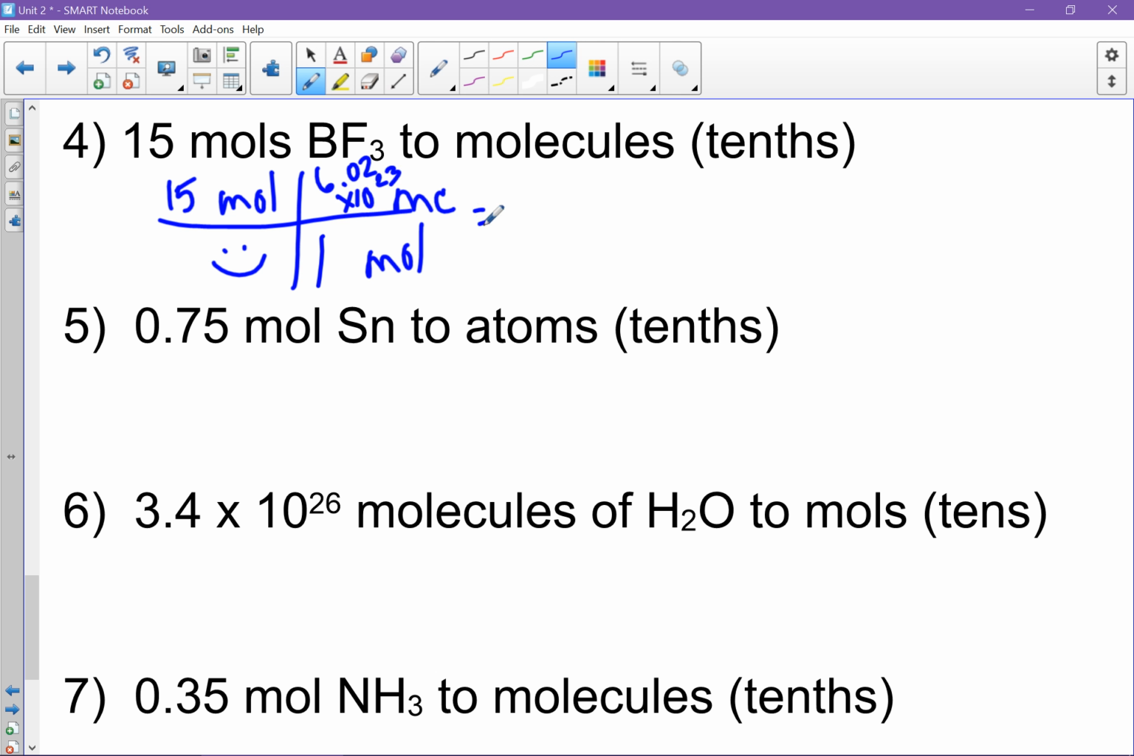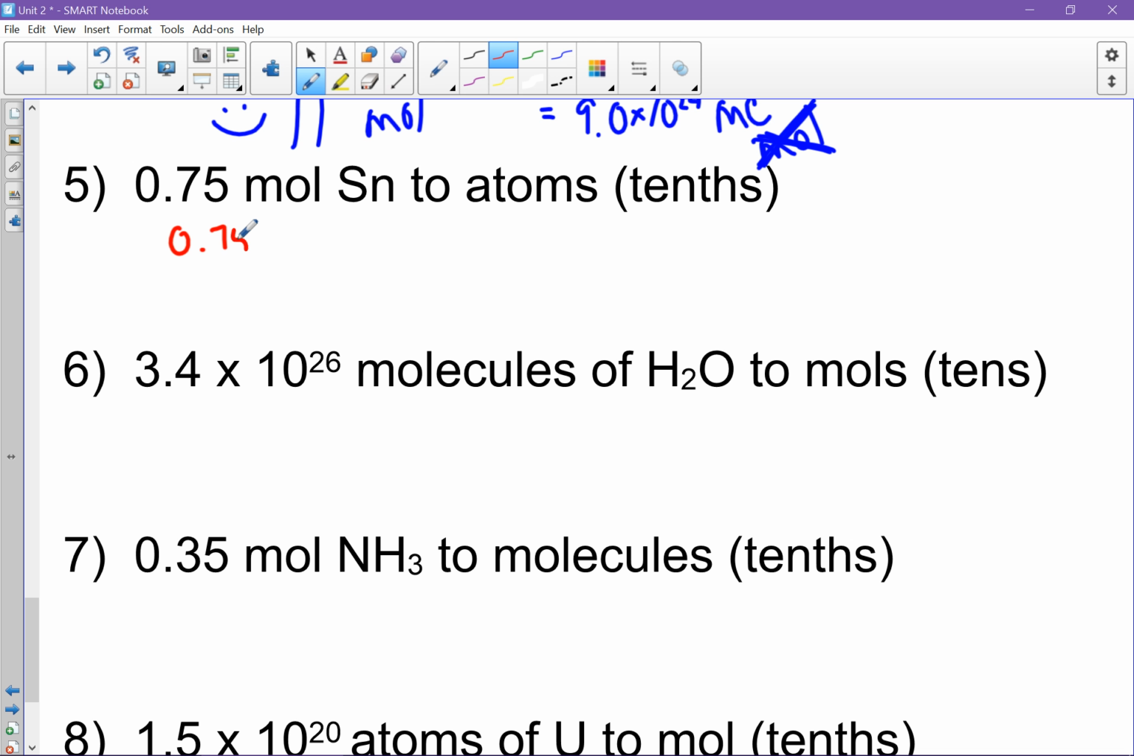Alright, and so the next thing you're going to do is put that into your calculator. And mine says 9.03 times 10 to the 24. To round that to the tenths place, I'm going to stop here. The 3 means that I'm going to leave it and not round up. So it becomes 9.0 times 10 to the 24. And I was looking for molecules, which you can abbreviate MC. Do not write mole. That is something totally different. So make sure you're using MC for molecules.